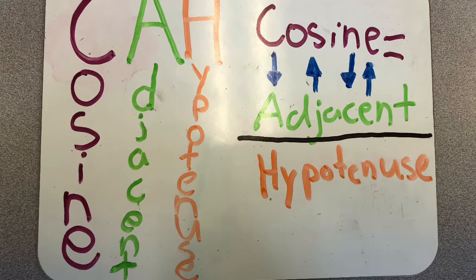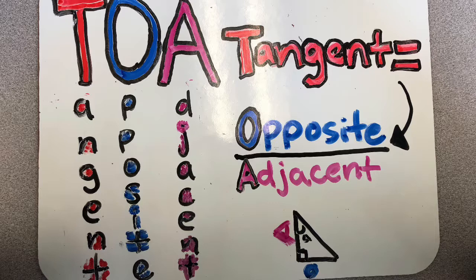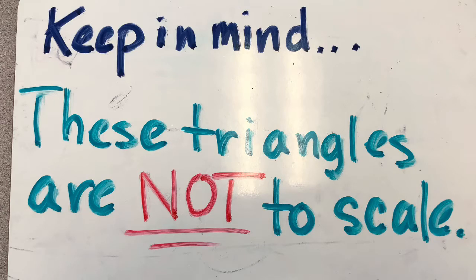The ratio cosine is equal to adjacent over hypotenuse. Cah helps us remember this since C represents cosine, A adjacent, and H hypotenuse. The ratio tangent is equal to opposite over adjacent. TOA helps us remember this ratio because T represents tangent, O represents opposite, and A represents adjacent. By remembering SohCahToa, you will never forget the trigonometric ratios when you need them the most.